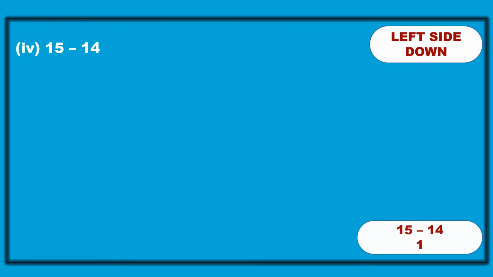This is your next problem, 15 minus 14. Okay, so first we'll do our rough work. 15 minus 14 means here it is minus. Minus means always left side and down. Okay, and we'll solve this problem in the rough part. So left side down, 15 minus 14 is 1.